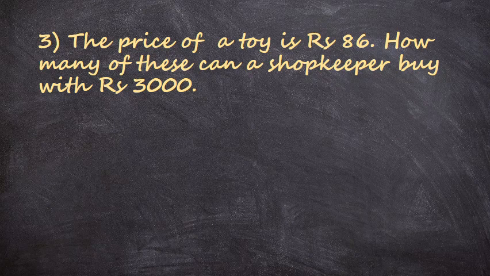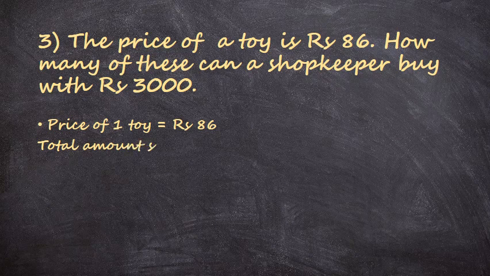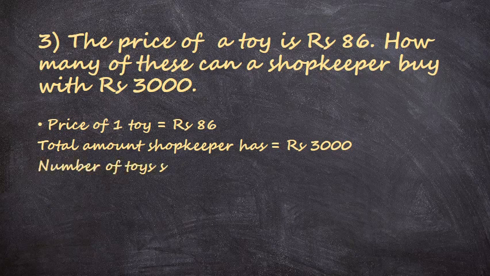Let's proceed towards the solution. Price of one toy is equal to rupees 86. Total amount shopkeeper has is rupees 3000. Number of toys shopkeeper can buy is equal to rupees 3000 divided by 86.